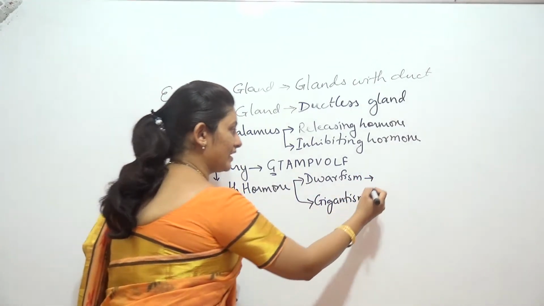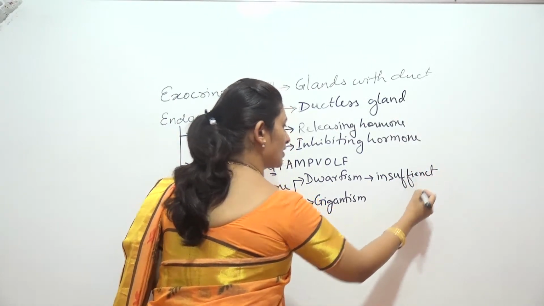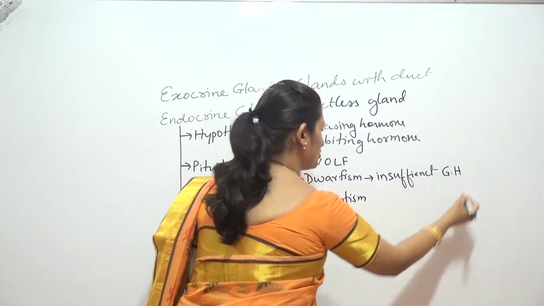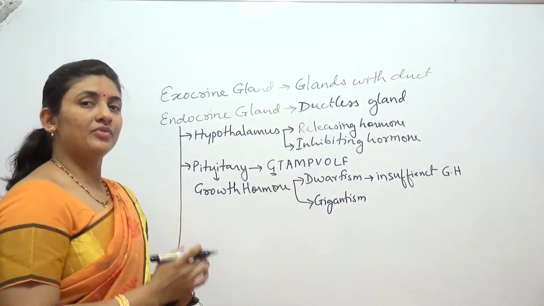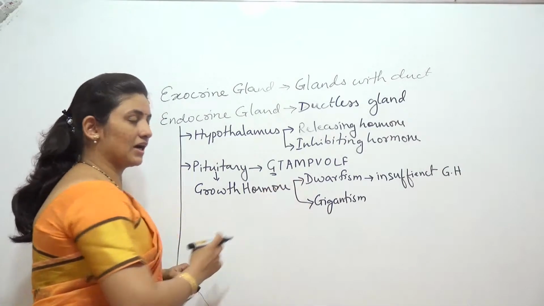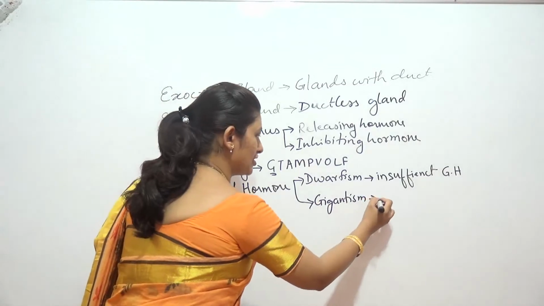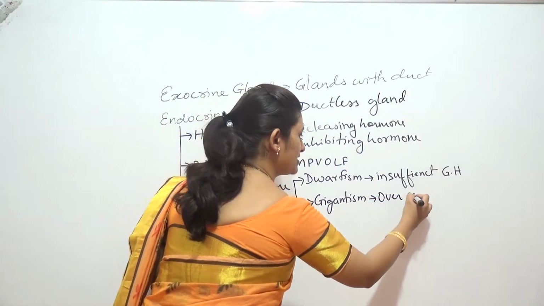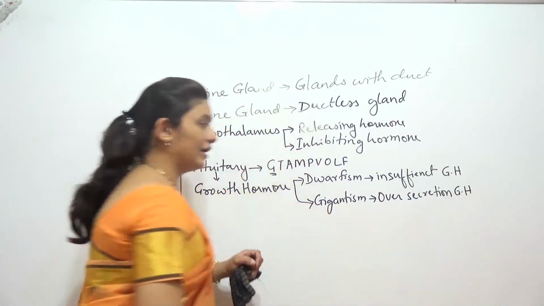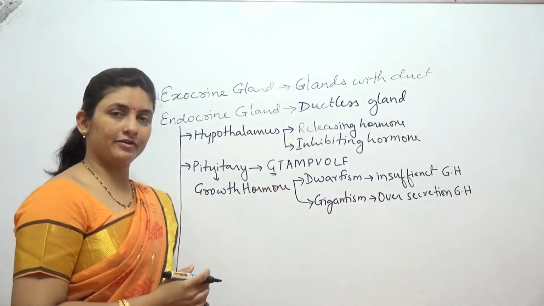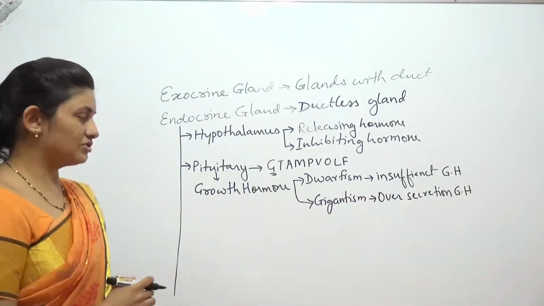Dwarfism is a condition wherein there is insufficient supply of growth hormone. I shall be writing GH, that means growth hormone. Insufficient supply of growth hormone in children before attaining maturity results in the condition called dwarfism. And gigantism is the condition of over secretion of growth hormone in children before attaining maturity. So these are the conditions seen in children.